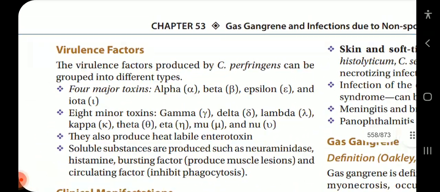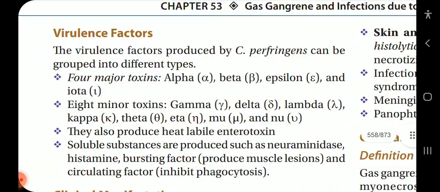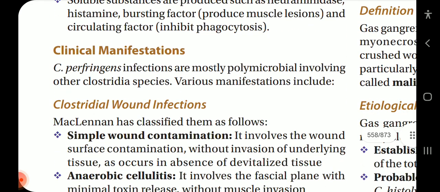Virulence factors. The virulence factors produced by Clostridium perfringens can be grouped into four different types. Four major toxins: alpha, beta, epsilon, and iota. Eight minor toxins: gamma, delta, lambda, kappa, theta, eta, mu, and nu. They also produce heat labile enterotoxin. Soluble substances are produced such as neuraminidase, histamine, bursting factor which produces muscle lesions, and circulating factor which inhibits phagocytosis.